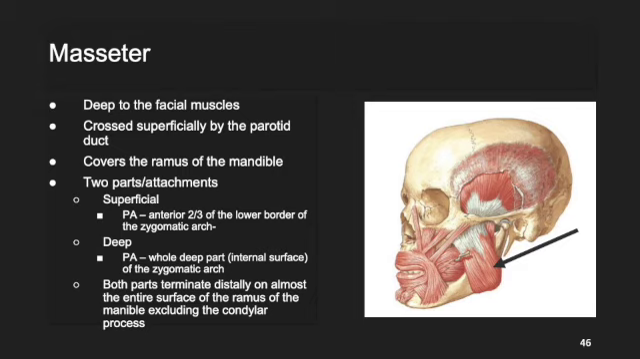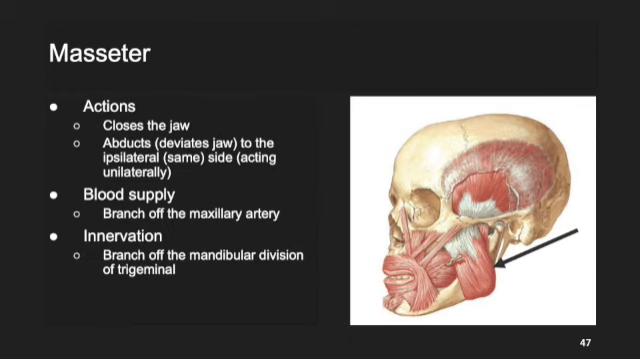This is another muscle. Definitely know this one, because this is the muscle that's very important when it comes to chewing. Now, just by looking at the muscle here, you can see what motions it's going to create. It's obviously going to close my jaw, and it's also going to abduct my jaw if I contract it unilaterally.